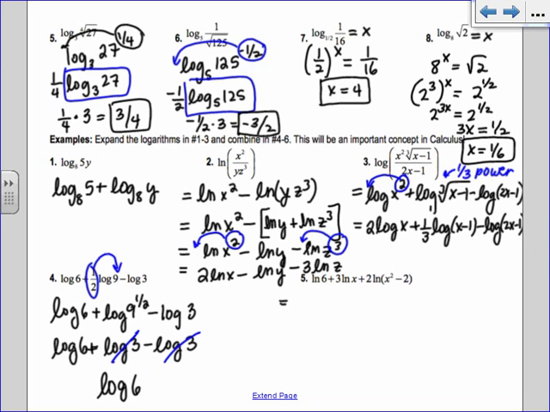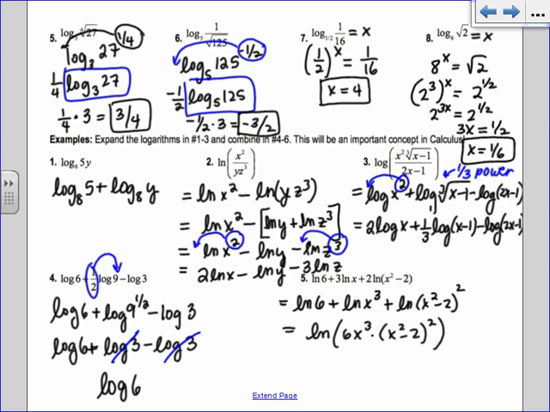All right, same idea on the next one. So we get natural log of 6 plus natural log of x cubed plus natural log of x squared minus 2 squared. So I'm going to have natural log of 6x cubed times x squared minus 2 squared. Do you guys see how I did that? So since it's like natural log of a plus natural log of b, we can write it as natural log of a times b. That's what I was doing. I'm just multiplying everything together. 6 times x cubed times x squared minus 2 squared. All right, and that's as far as we go.